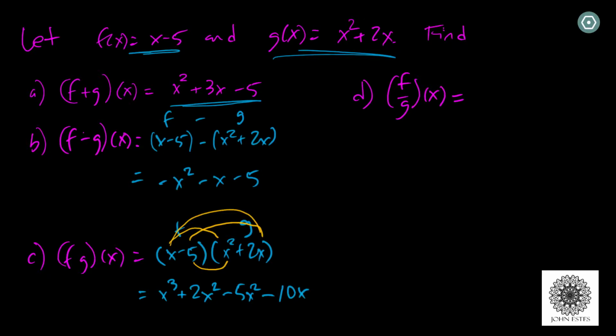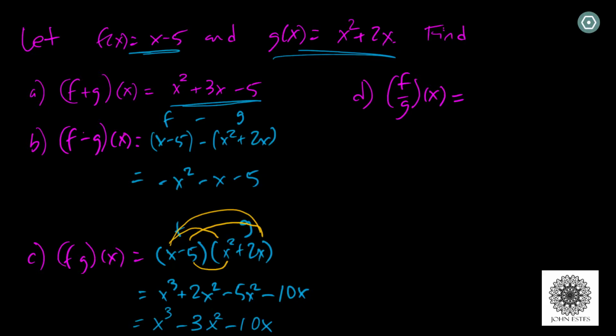So now when I just simplify this a little bit, I have x cubed minus 3x squared, right? I had a 2x squared and a negative 5x squared. This is minus 3x squared minus 10x. There's my f times g function. Now, something to point out is, notice that so far, when we get results, they are functions. These all pass the vertical line test.